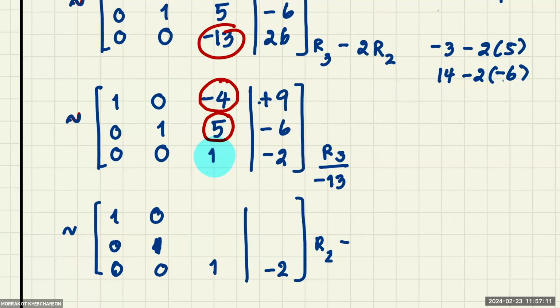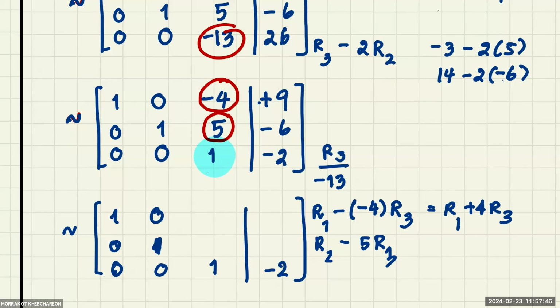R2 minus 5 R3, right? We want to use this pivot, which is 1 already, so it's going to be row number 2 minus 5 of row number 3, and row number 1 plus 4 R3. Okay, so this is going to be 0 and 0 for sure, because we force it to be 0.